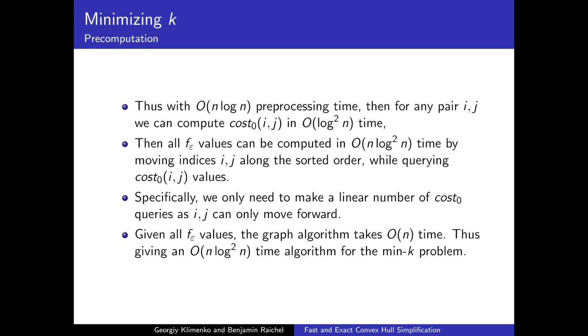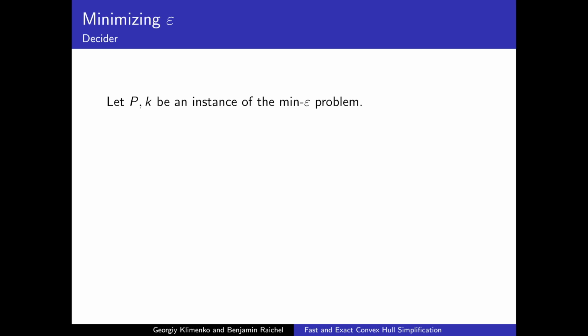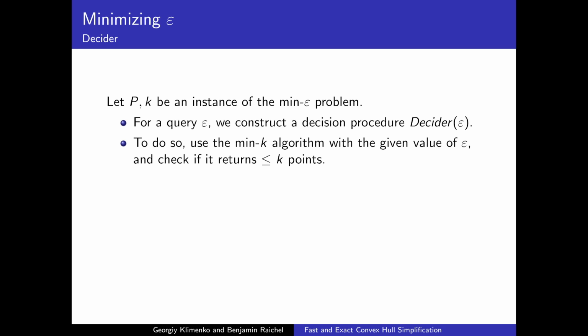Now I will explain how to use the discussed min k algorithm to get the randomized min epsilon algorithm when the points are restricted to be in convex position. So given any epsilon value, we define the decision procedure, which we call the decider of epsilon. Now in this procedure, we need to decide if the min k algorithm would have at most k points in the solution. So we use the min k algorithm as a black box. And with this we can search over the possible set of epsilon values.